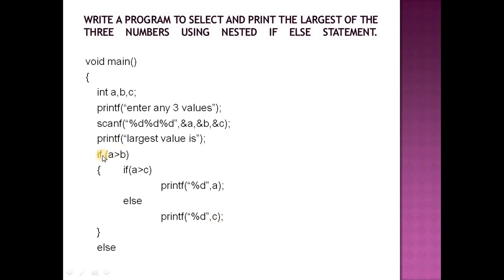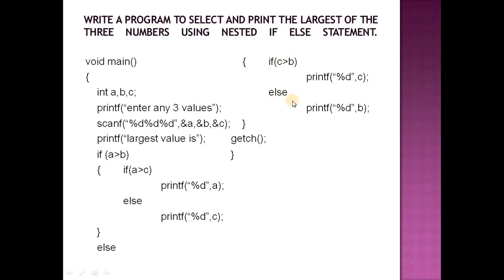The third part, if A is greater than B is false, which means B is greater than A, we'll go to the else part. What is the else part? If B is greater than A, then we will compare B and C. So if C is greater than B is true, which means C is largest. If this is false, means B is largest. So we'll print B is largest.